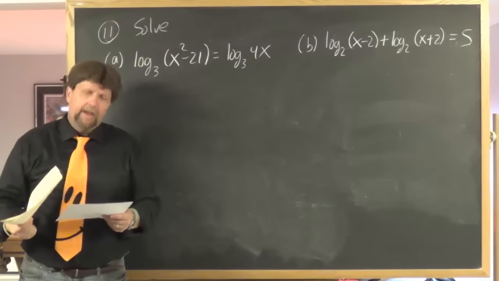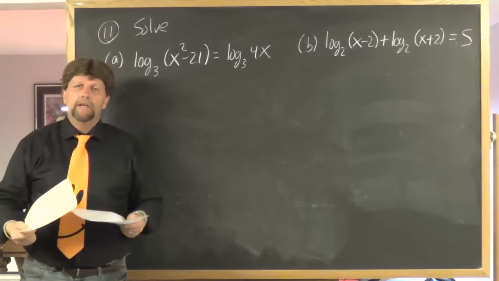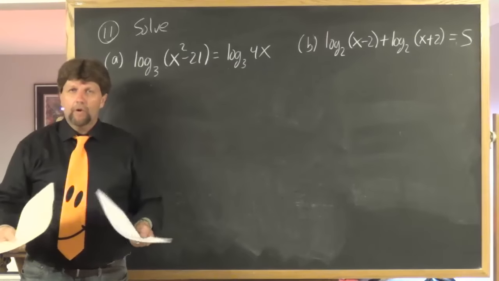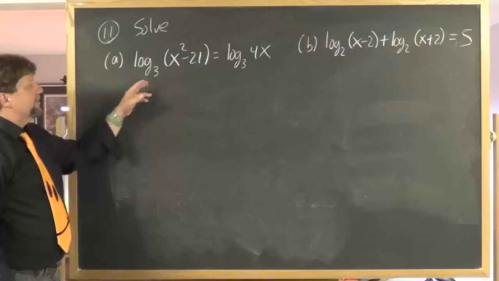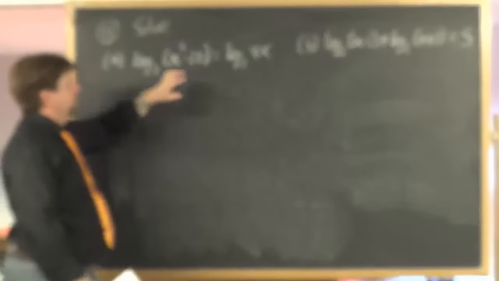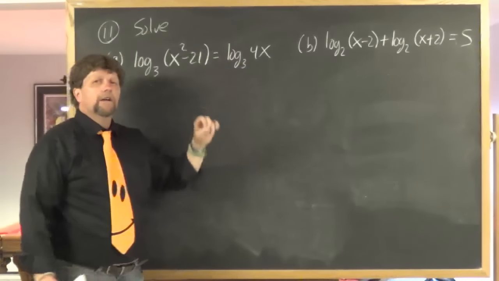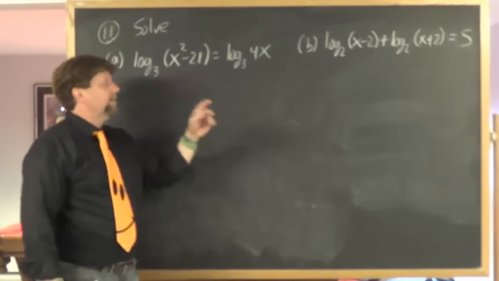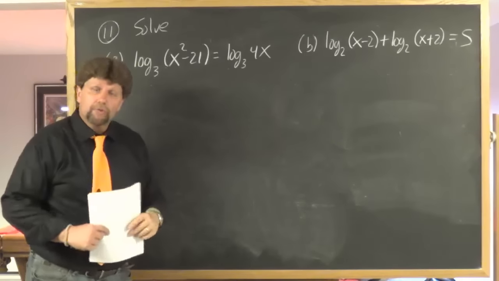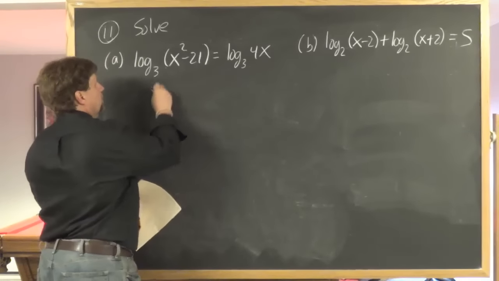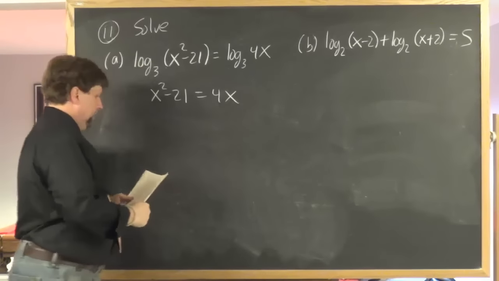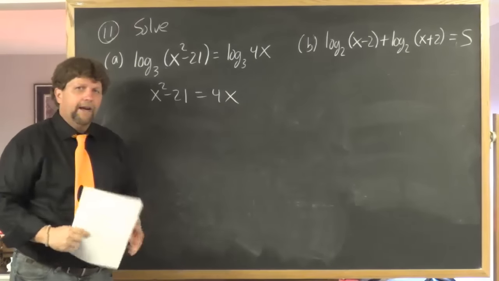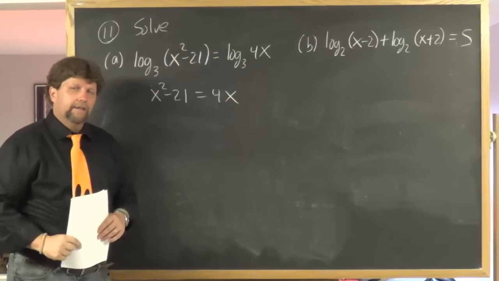All right, here in number 11, I gave you a couple of logarithmic equations, and the directions were very straightforward. Solve each logarithmic equation. So when I look at this first logarithmic equation, what jumps out at me is the preservation of equality. I have a log expression equaling a log expression. The bases are the same, so the only way this can be true is if x squared minus 21 is equal to 4x. Well, this is just an old quadratic equation now that we're left with solving.